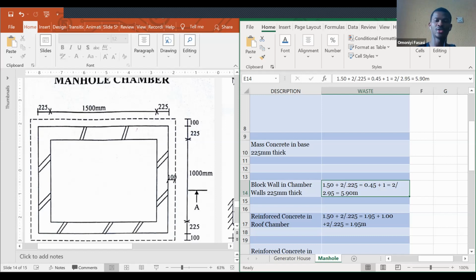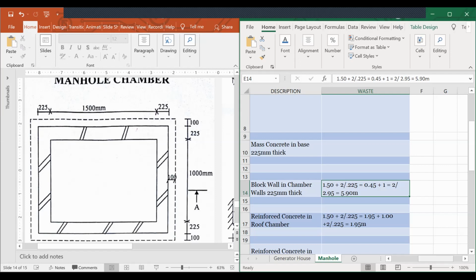Let me use my calculator so we'll be on the same page. 1.50 plus 0.45 plus 1 equals 2.95. Is it fine? Now it's the same thing. Press your calculator, you see what I'm saying. Probably I didn't show it well on the Excel sheet.